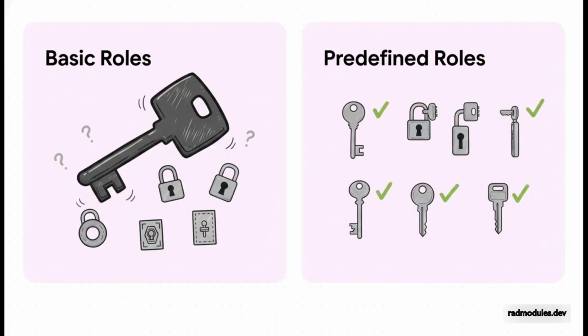Now, this is something you are definitely going to see on the exam, choosing the right role. And the golden rule here is to always go for the specific predefined roles. These basic roles like owner or editor, they're just way too broad for production. You really have to live by the principle of least privilege, which just means give people and services only the permissions they absolutely need to do their job and nothing more.